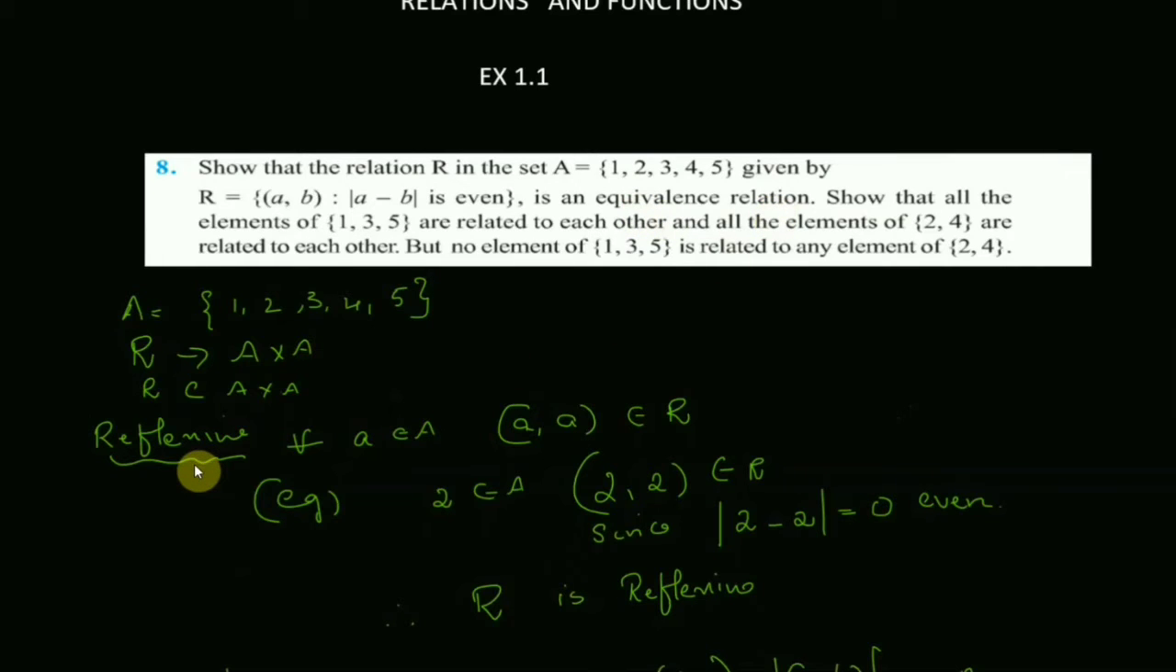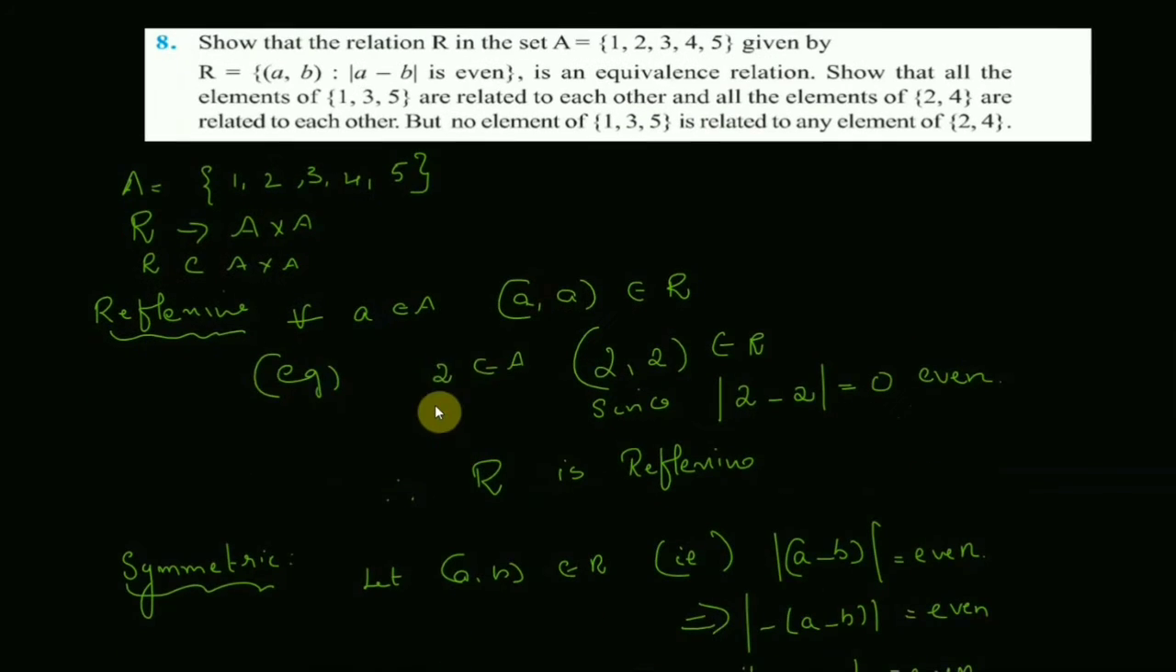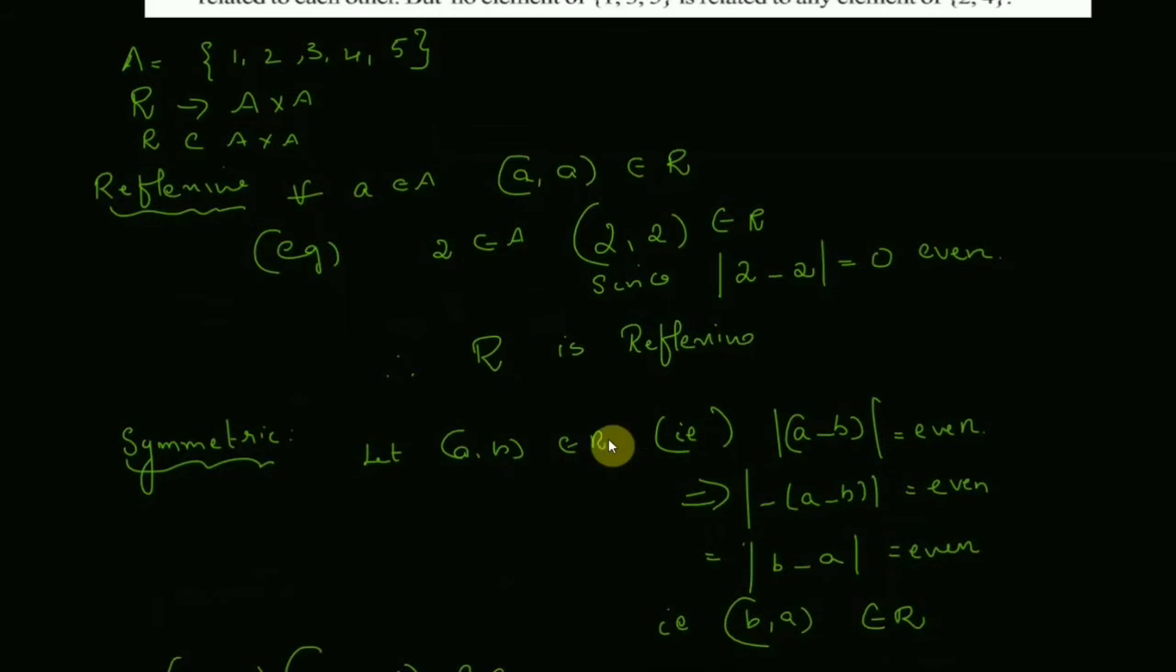So it is reflexive. Why is it reflexive? If you take any element from A, for example 2, then (2, 2) belongs to R. What is the condition? 2 minus 2 should be an even number. 2 minus 2 is equal to 0, and 0 is taken as an even number. Therefore R is reflexive. You can take any number like that: 5 minus 5 is 0, and 0 is an even number. So it is reflexive.